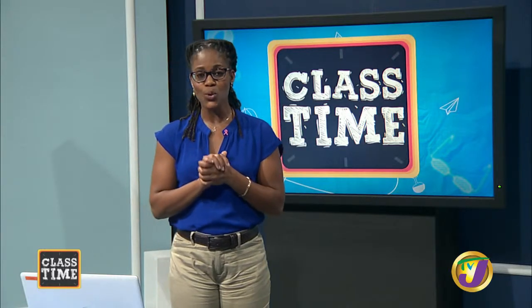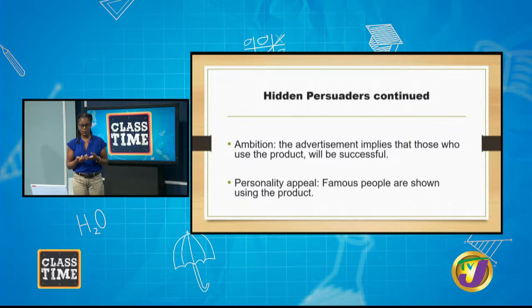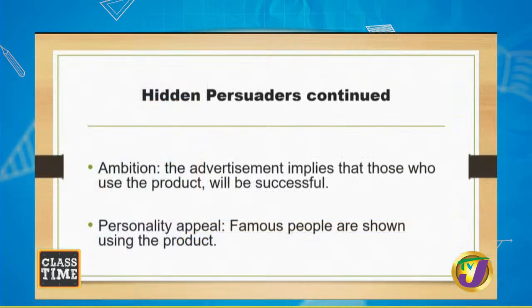Now, another hidden persuader is ambition. The advertisement implies that those who use the product will be successful. So you want to be a part of that group because you feel if you use a particular product that you're associated with success. Personality appeal is another hidden persuader. Famous people are shown using the product. So it might be your favorite movie star, your favorite track star, it could be your favorite DJ or singer. So you admire these persons, so you would want to wear or use the product that they are using.